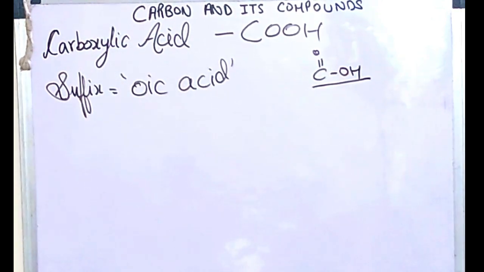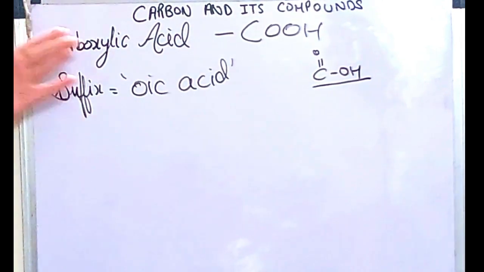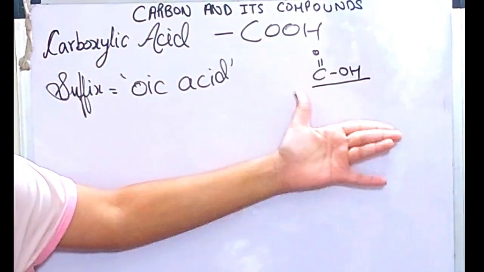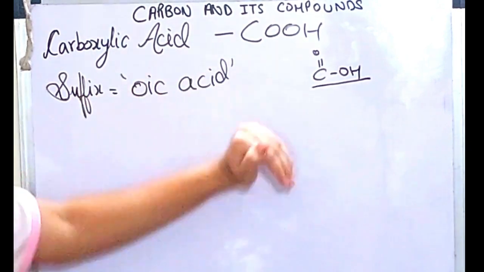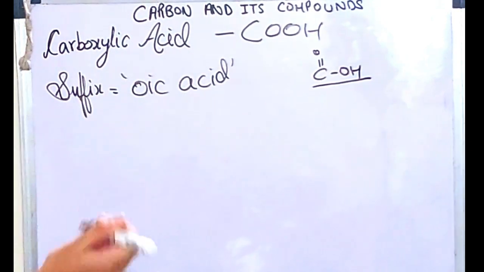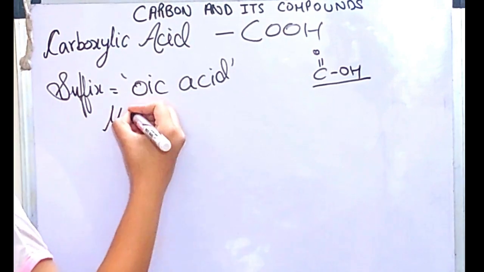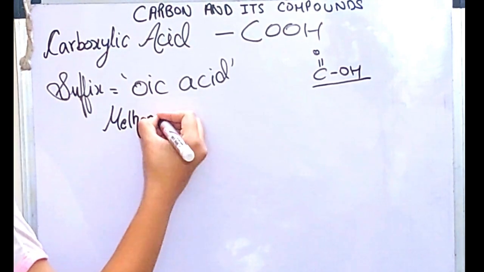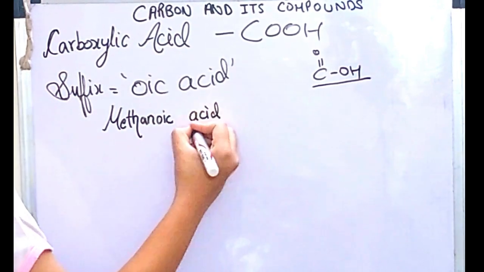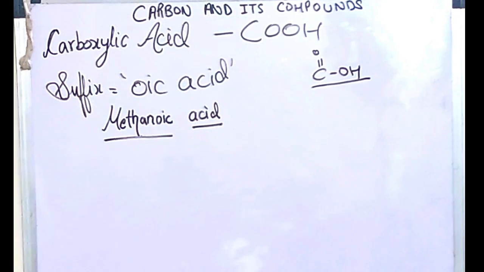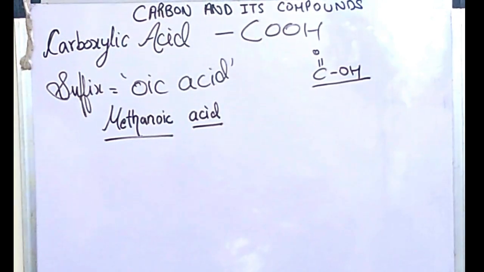Now, carboxylic acid COOH: C double bond oxygen, single bond hydroxide. The suffix is oic acid. Now if I write methanoic acid, can you draw the structure for methanoic acid? Till now, we have done so many questions that I believe you should know. If you don't, no worries. That's what I'm here for. Right? Okay.